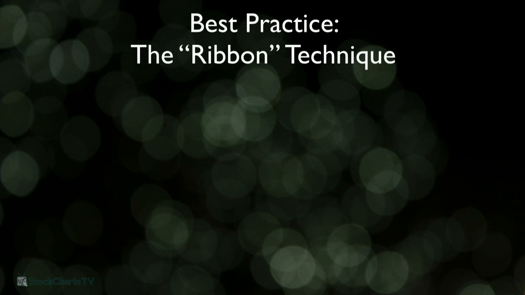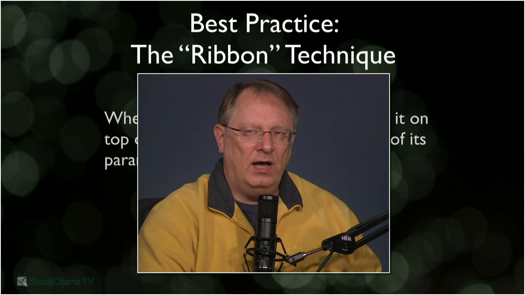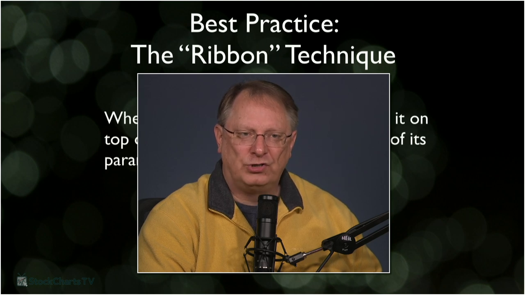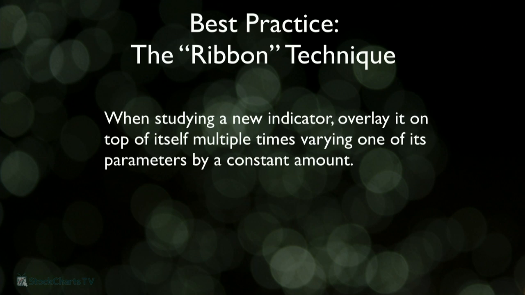It's what I'll call the ribbon technique, and we saw a hint of this a minute ago. The ribbon technique is a way to learn more about the personality of an indicator. When you're first testing an indicator, when you're first trying it out, you're putting it on like a coat. You're seeing, you know, does it fit well? Does it work for me? And so you're going to be studying it. And the first thing I think you should do is overlay it on top of itself multiple times. But each time you do that, you should vary a parameter.